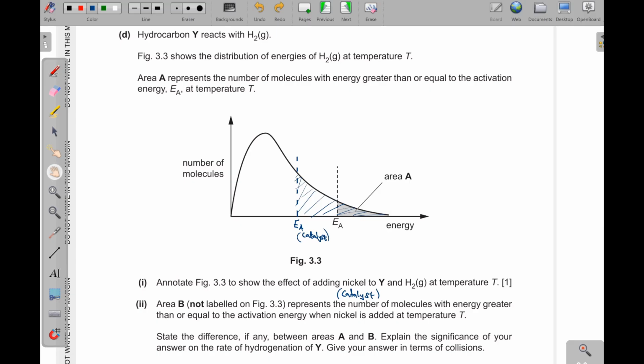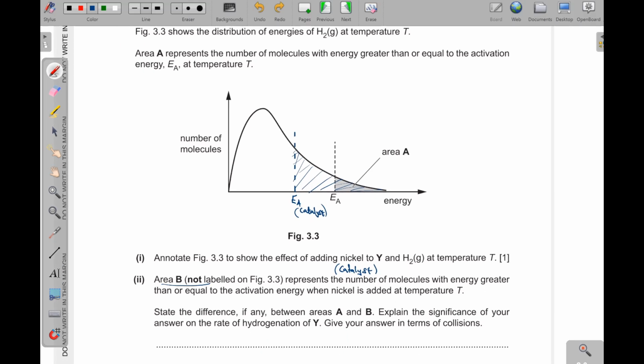Then from there, they are saying that area B, not labeled on that figure, represents the number of molecules with energy greater than or equal to the activation energy when nickel is added. You see? Now, this is the activation energy they must have when nickel is added. So, this is area B actually. This is the one that I've shaded. The whole of this here, including the one of A. So, you can see that the region B is bigger than that of what? Than that of A. You see that?